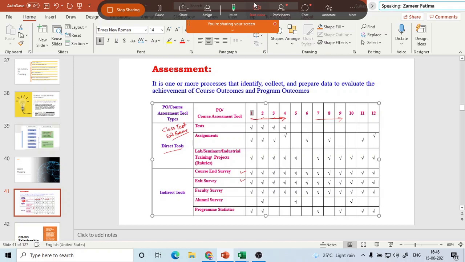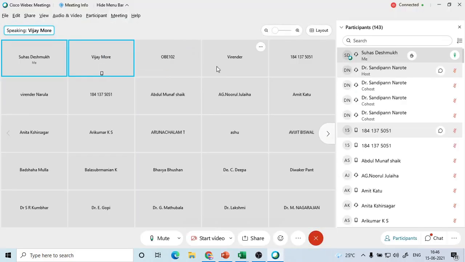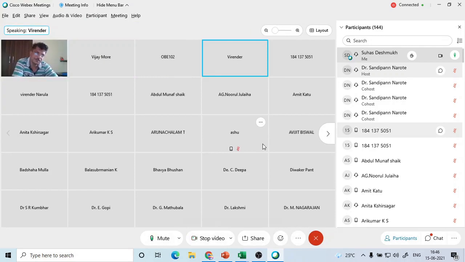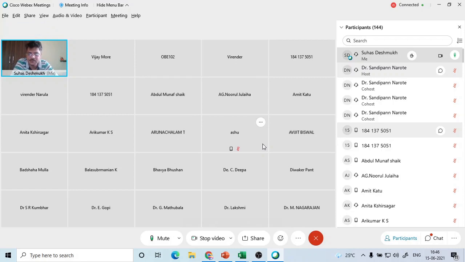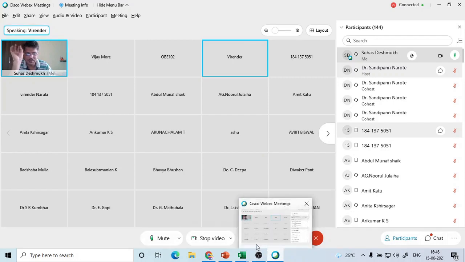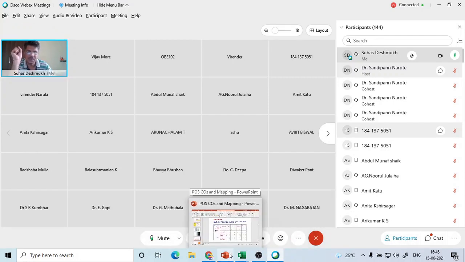Sir, I wish to understand this sheet, the alumni survey sheet. Please, sir, share that sheet. In the alumni survey, only a few were ticked. I wish to understand that. Are we mapping PO with assessment? See, POs are for the entire program. Agreed? Yes, sir. And COs are for a particular course.